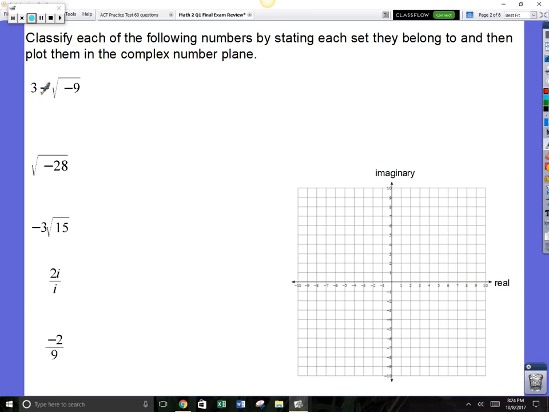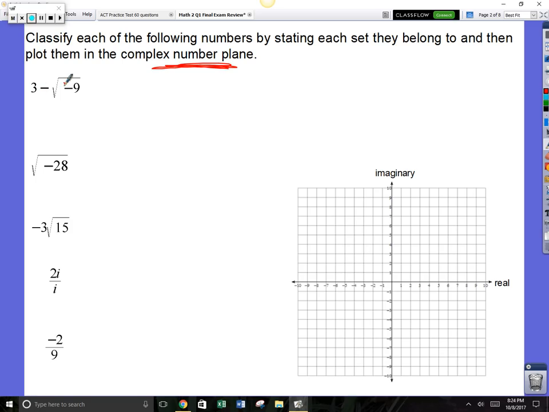Let's classify them, tell me which set they belong to, and then plot them on a complex number plane. So a complex number plane, your x-axis is going to be the real number line, and then your vertical one is going to be the imaginary number line. So this first one right here, 3 minus square root of negative 9.